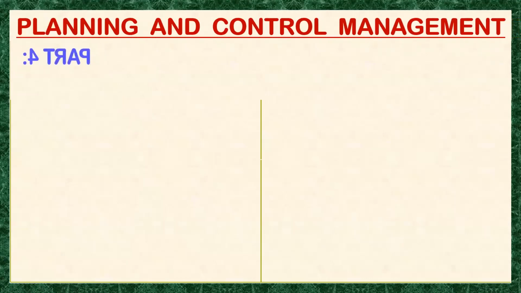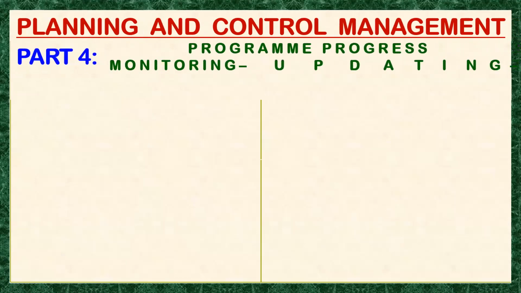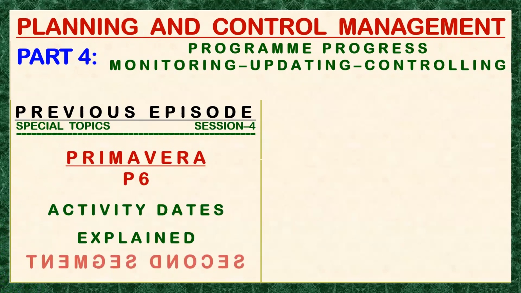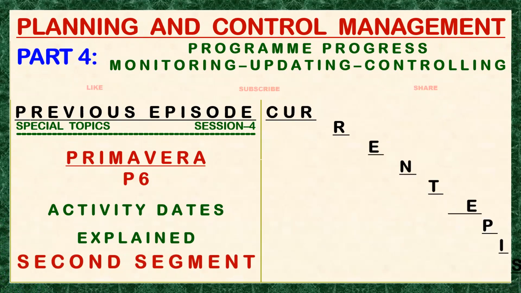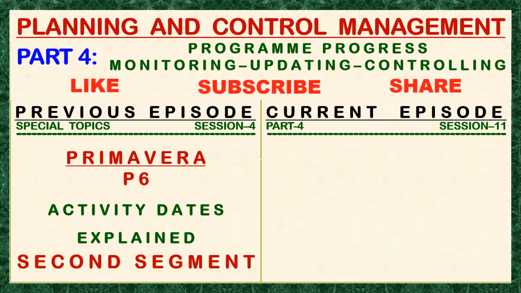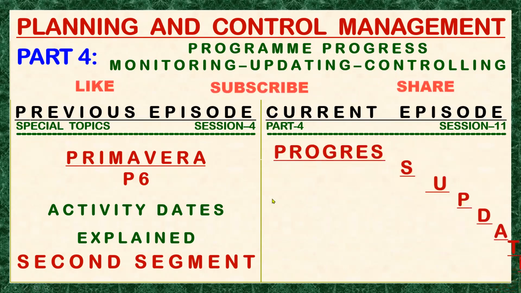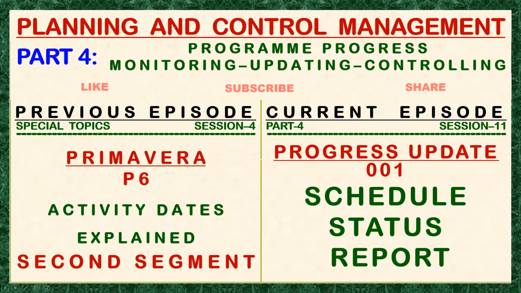Okay, planning and control management, part 4, program progress monitoring, updating, and controlling. Our previous episode was a special topic, session 4, about Primavera P6 activity dates explained in the second segment. So our current episode, part 4, session 11, will be our topic for today. That is progress update 001 regarding the schedule status report. So we will be preparing a schedule status report.